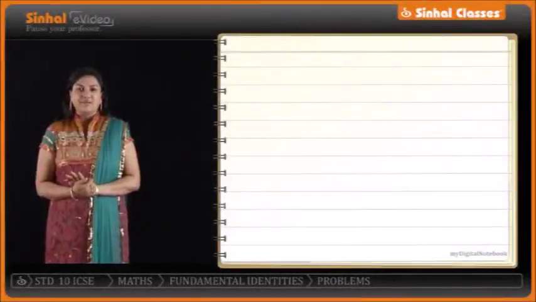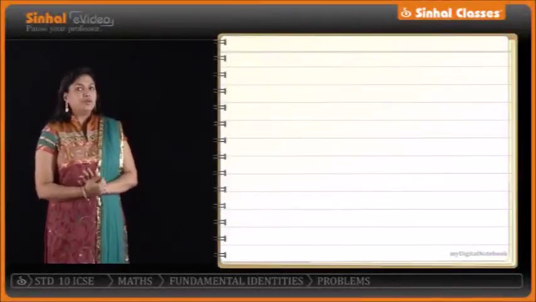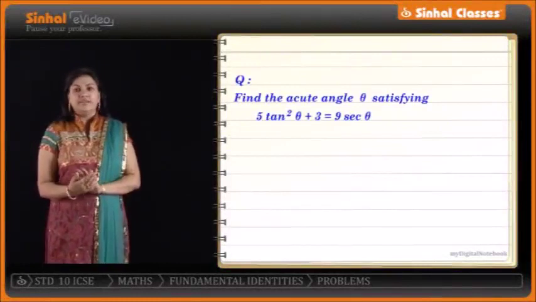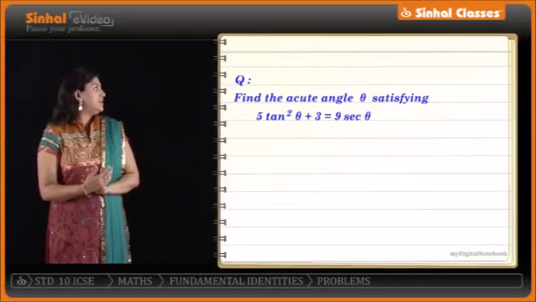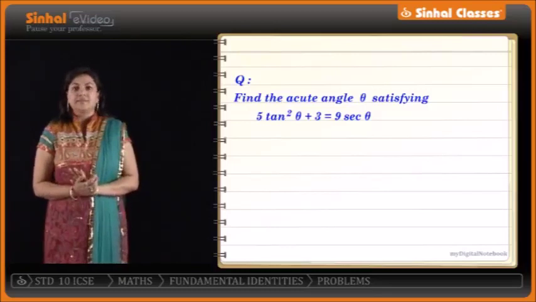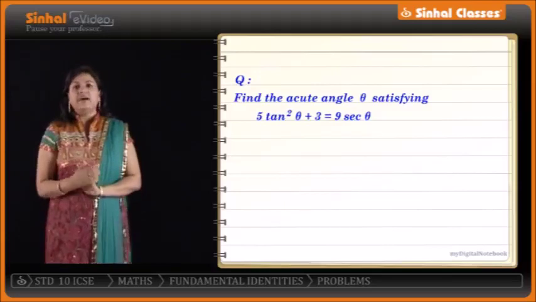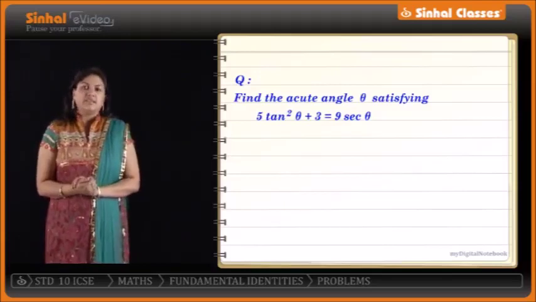Now let's look at the next problem. Find the acute angle theta satisfying 5 tan square theta plus 3 is equal to 9 sec theta. Now here we are given this identity and we want to find the angle theta. Now in LHS we have tan theta, whereas in RHS we have sec theta.